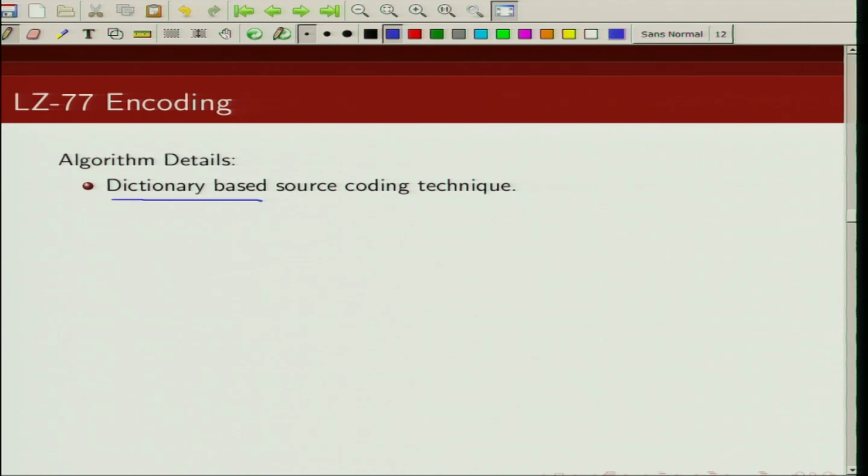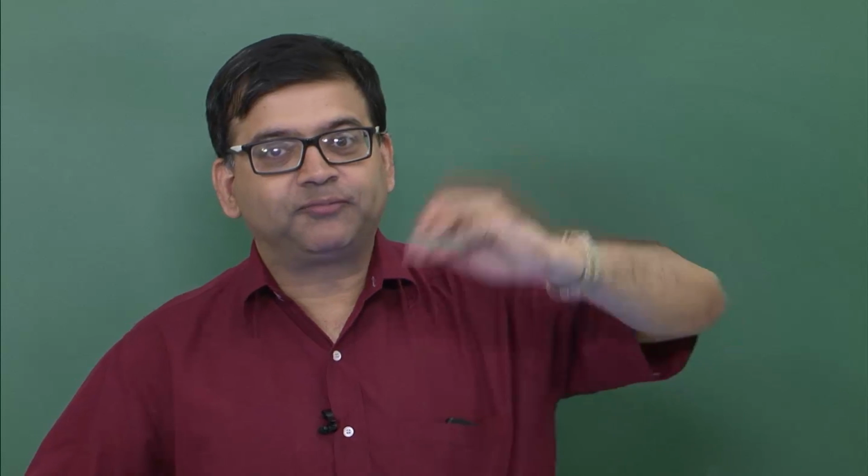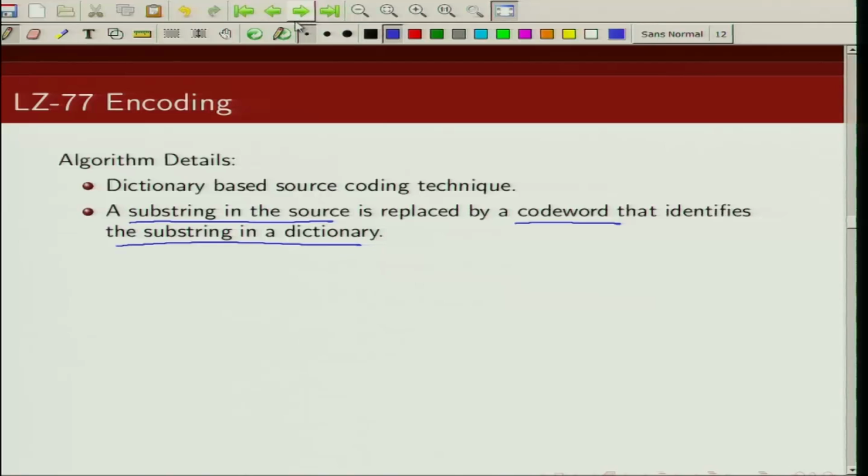So as I said, this is a dictionary based source compression algorithm, and we will talk about how we create a dictionary. A substring in the source is replaced by a code word that uniquely identifies that substring in the dictionary. You can think of it as this string that we want to encode can be partitioned into smaller substrings, and corresponding to each of these substrings there is a code word. Now how we partition it into these substrings depends on what is there in our dictionary, and we'll talk about that.